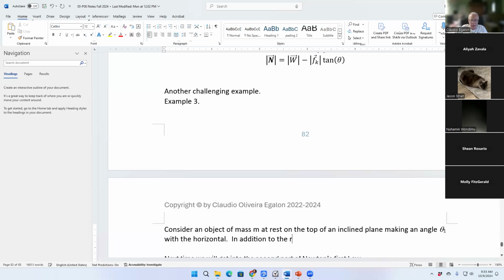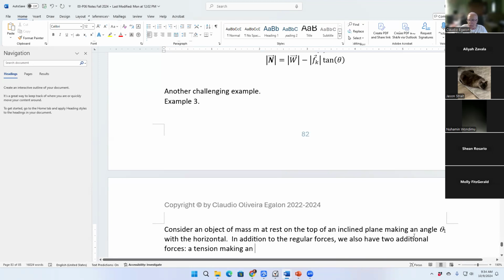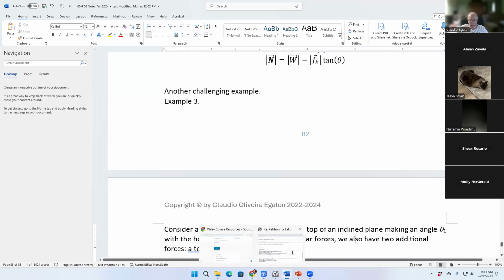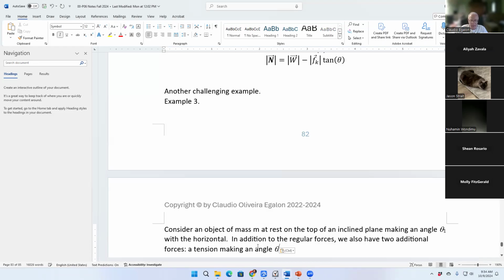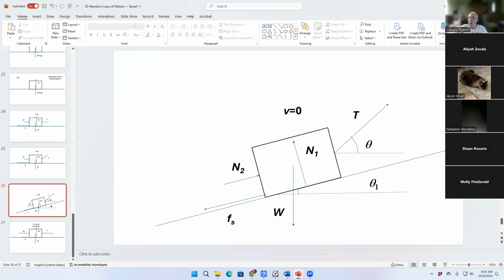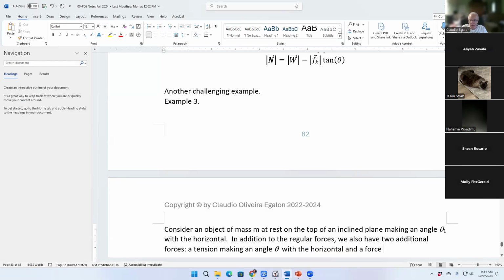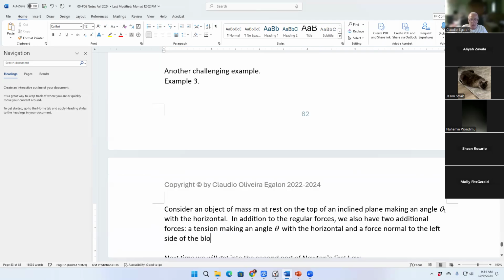In addition to the regular forces, we also have two additional forces: a tension making an angle theta with the horizontal, and a force normal to the left side of the block, which I call N2.